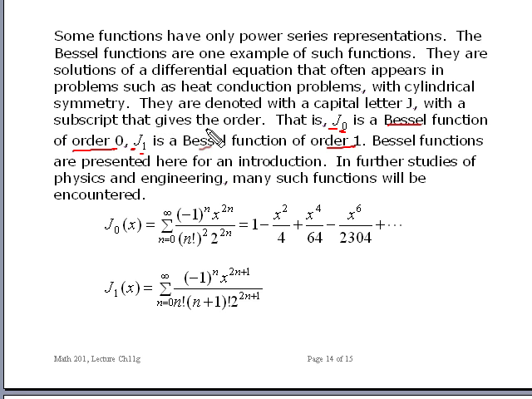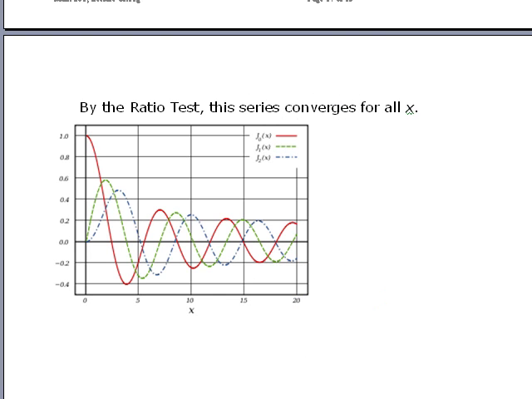I'm just presenting them here so that you can get an idea that some functions have only a series representation. Here's a representation for J0, the Bessel function of order 0, and here's a representation for the Bessel function of order 1. Slight difference in the series expansion. These converge everywhere, and I'm going to show you a plot of them next. You could apply the ratio test to see that they do indeed converge everywhere. And here are some graphs of the Bessel function of order 0, 1, and 2.